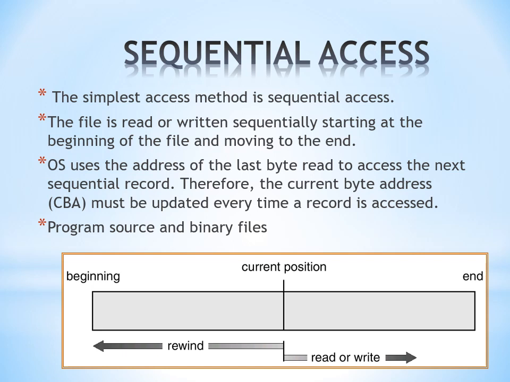Examples of files that use the sequential access method are the program source file and also binary files. For example, your program source code file. When we run the source code file, it will read from the beginning of your file, line of code by line of code, until the end. That is sequential access.